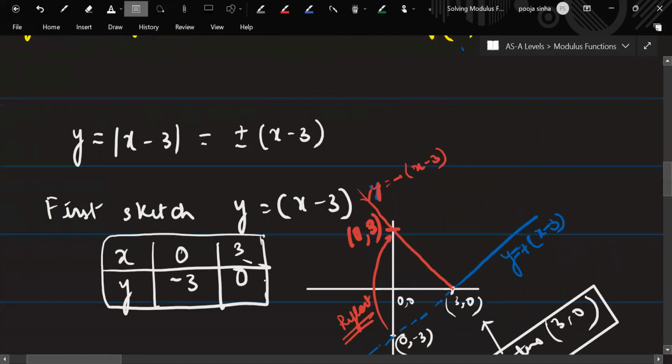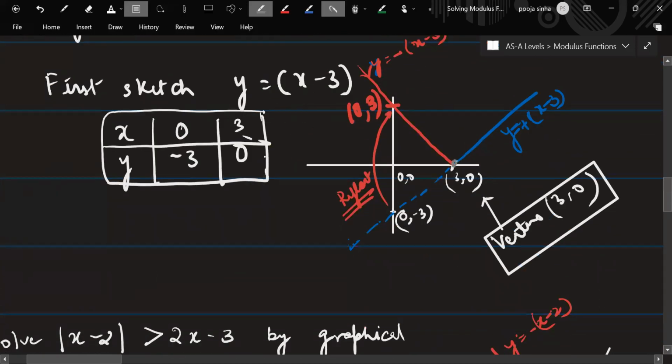Right? What is the vertex here? What's the vertex after reflection? After reflection, finally you will show the reflection. You will show the x and y intercepts also, if there are any.